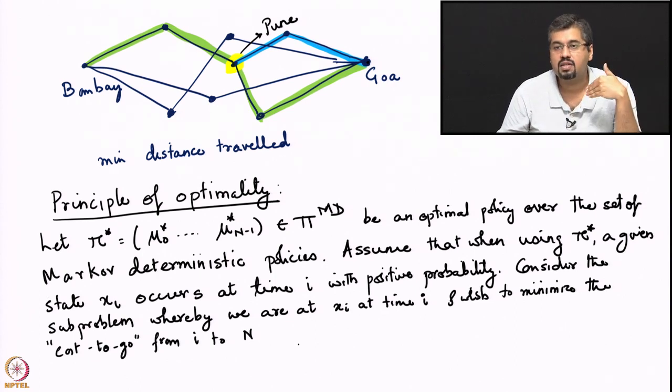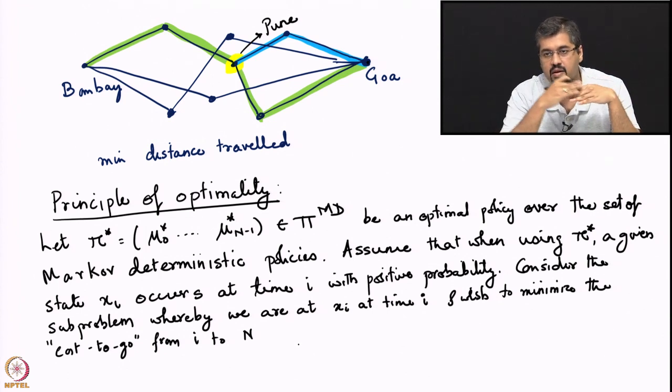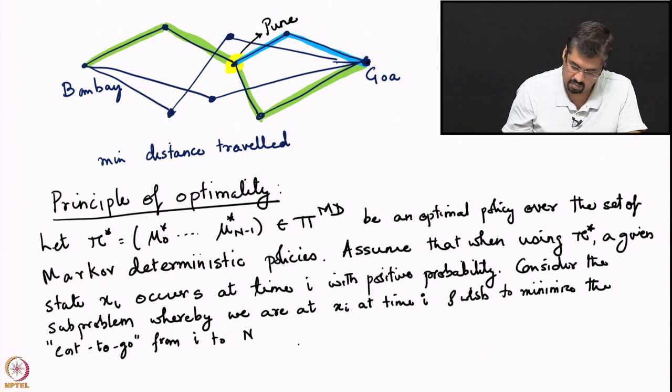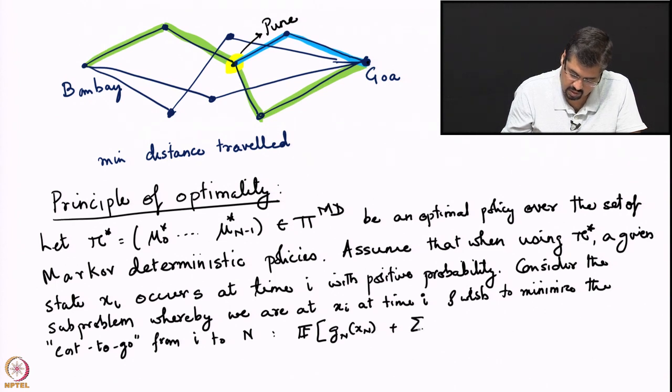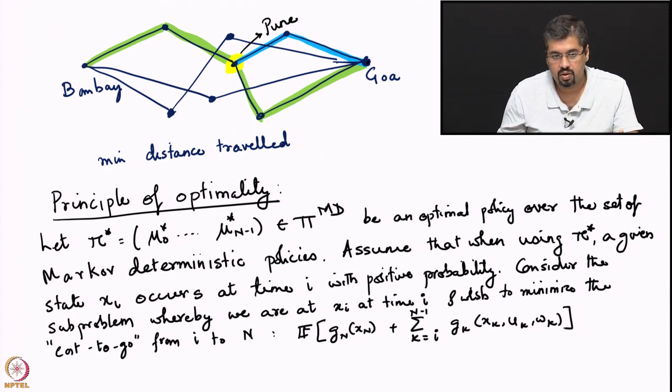It is the cost that you would incur if you had started at time I, still ending at time n, and you are starting from state xi. This is the cost to go. It is the cost that you have from time I onwards. Okay. So let me write out this expression. It is simply the expectation of gn of xn plus the summation, now going from k equal to I to n minus 1, of gk of xk uk wk. This is my cost to go from I till n. Okay, so you start off at time I and continue till time n.